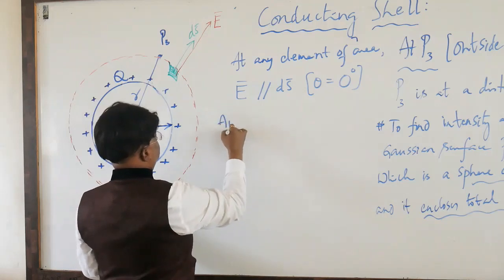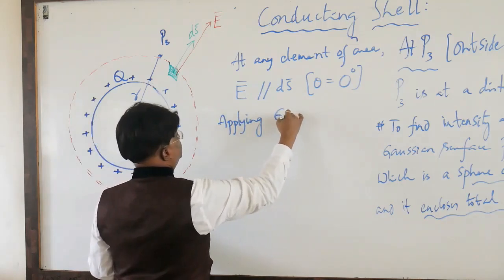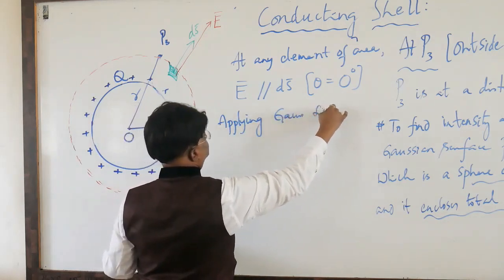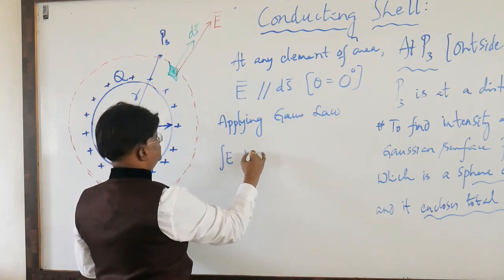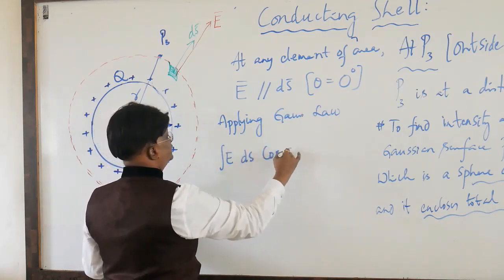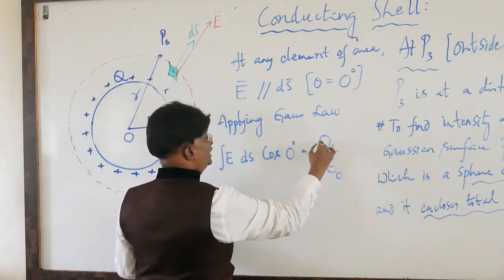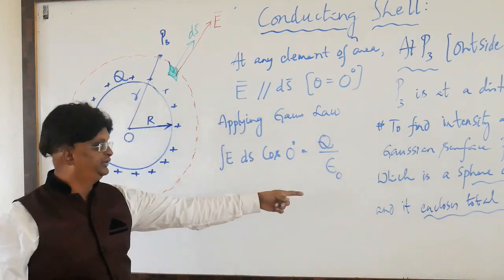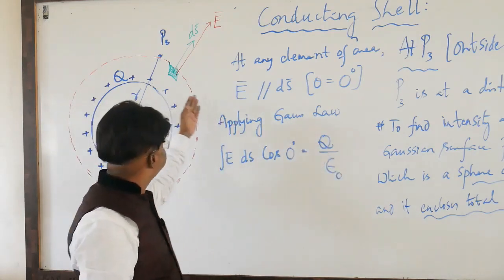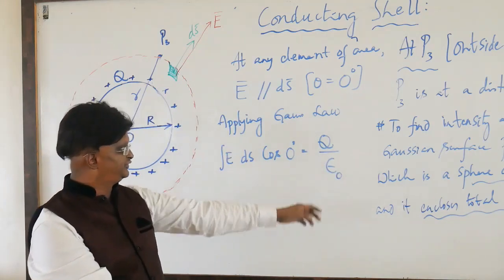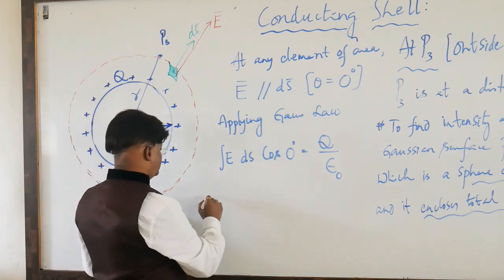Therefore, applying Gauss law, integral E ds cos 0 degrees is nothing but now q by epsilon naught. Again, this q refers to capital Q here, that is why we have made a mention and underlined that point. Because this Gaussian surface encloses the total charge on the shell, therefore I have taken this as capital Q by epsilon naught. The same goes here also.